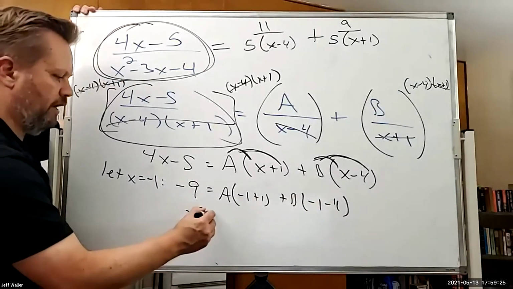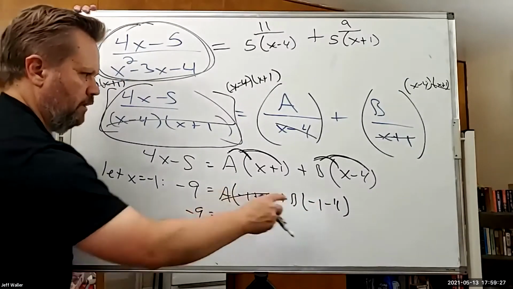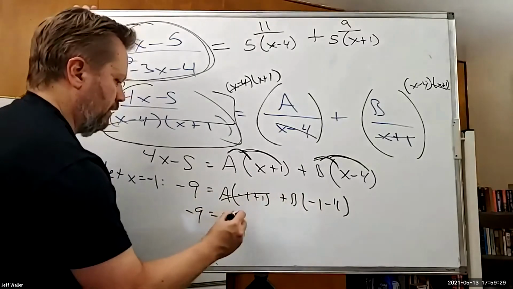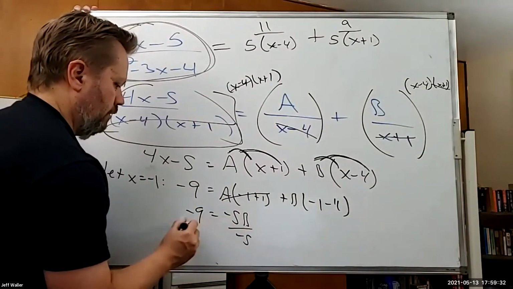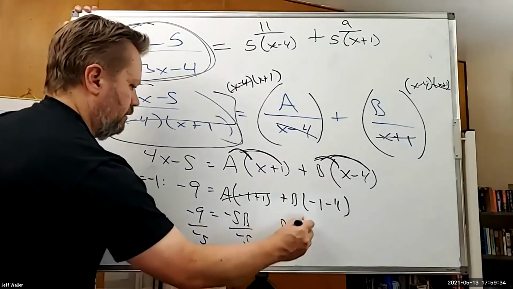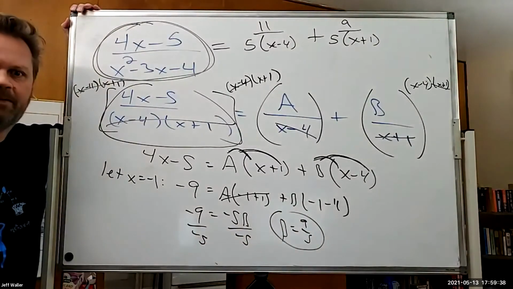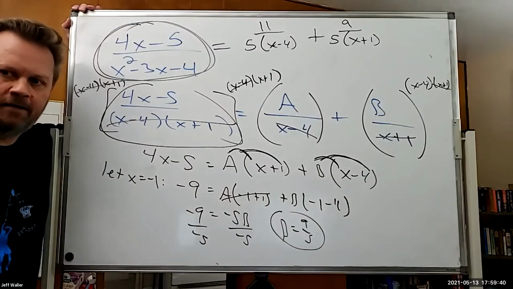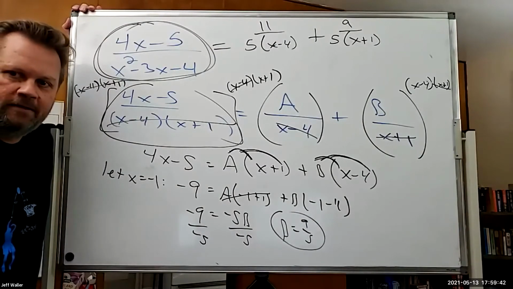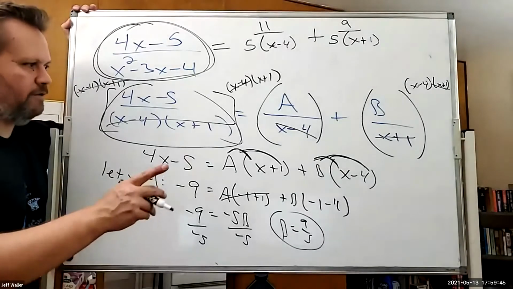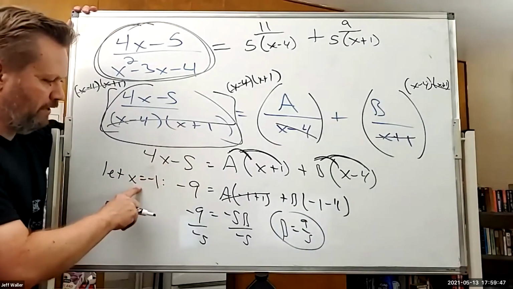So we get -9 equals -5B. And I get the same answer. Do you guys understand? Isn't that the answer we got? All right.